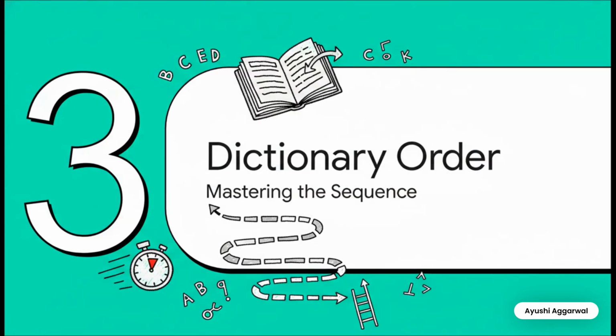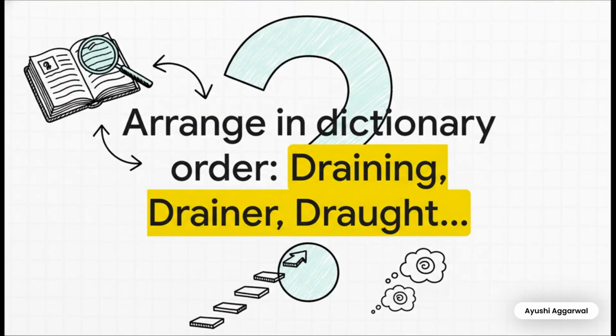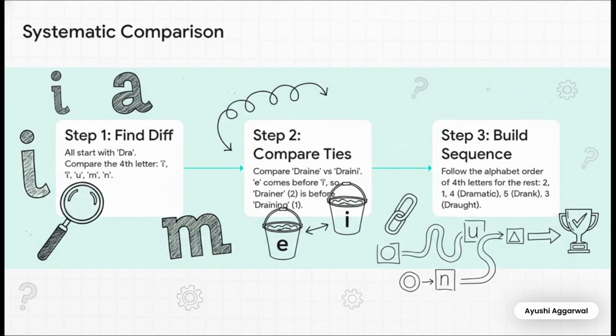All right, moving on to Section 3, Dictionary Order. This is really a test of your speed and your ability to stick to a system when the clock is ticking. Let's see how we can master this. Okay, here we go. We have 5 words and we need to put them in dictionary order. Now they all start with dra, which is where people get stuck. So how do you decide? Where do you even start comparing? The only way to do this is systematically.